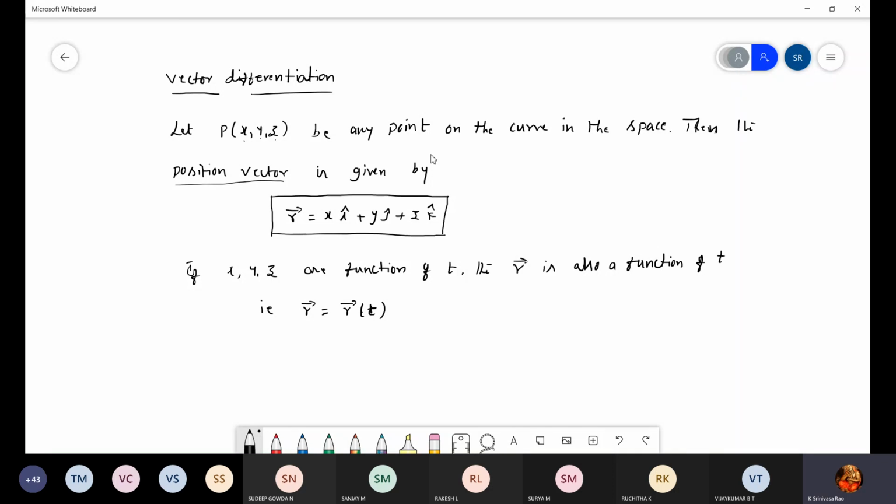Next line, the derivative of r is denoted as dr by dt. It is the same differentiation, but in the numerator we deal with the vector. That's it. dr by dt.